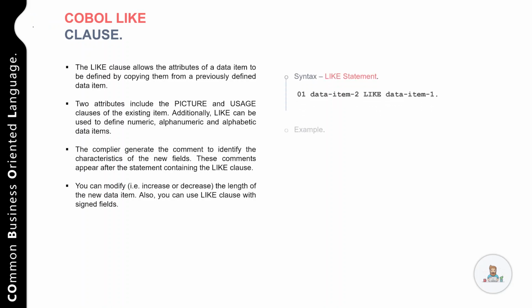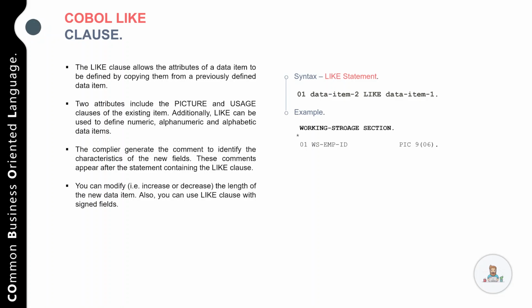Now let's talk about the syntax of the LIKE statement. The syntax is pretty simple and straightforward. First is a level number. After that you have data-item-2. Then you have the LIKE keyword. After that you have data-item-1. Data-item-1 is the previous one and data-item-2 is the new field that you are defining.